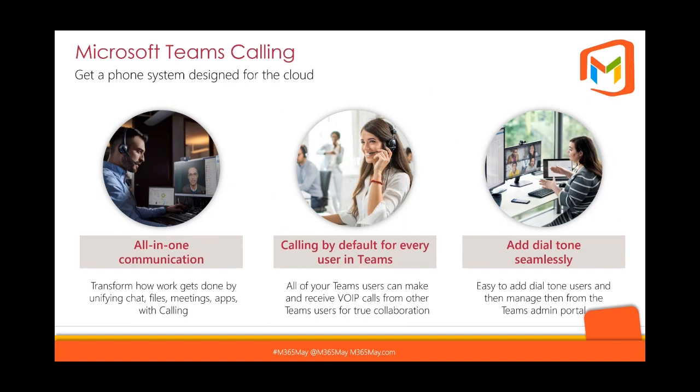People can click on that and they can go and search for somebody's name and they can make a phone call to someone over Teams. What we're going to talk about today is how do we add the dial pad to that location? How do we add the dial pad so that we can actually talk to the PSTN network as well?